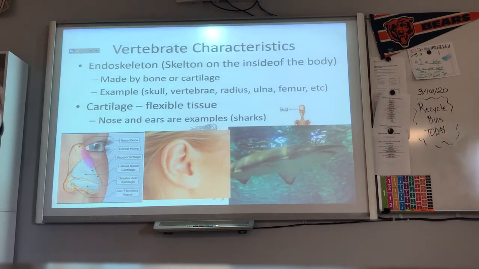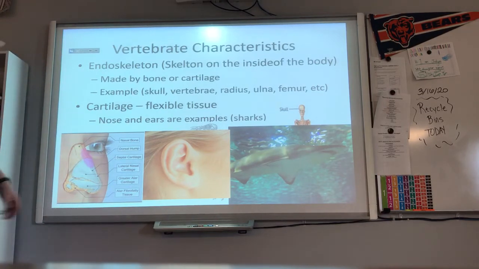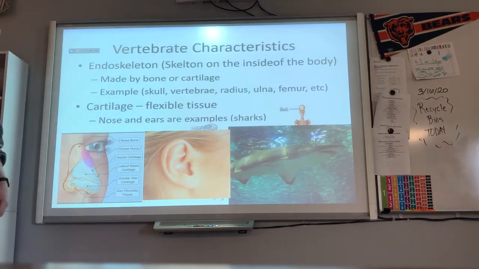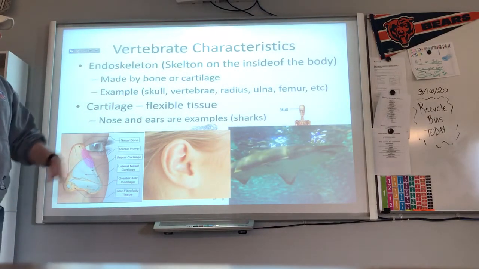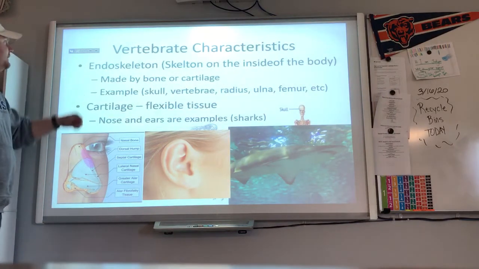Now, cartilage. Cartilage is flexible tissue. Nose and ears are examples of cartilage on humans, and you can see that with this part of your nose here. Also, when you see skulls, you notice the nose part is missing. Ears, that flexible part here, that is cartilage. And sharks, their entire structure is cartilage. The only thing calcified on them is the teeth that they have. That's why that's the only part of them we usually find. All right.